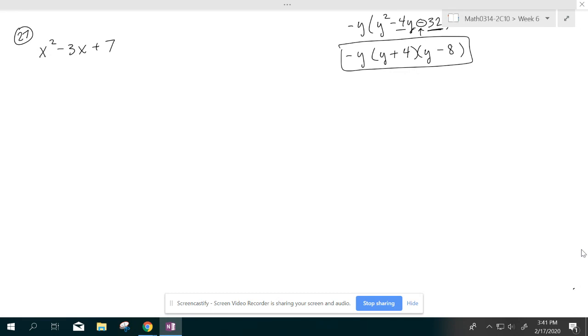Or is that actually factorable? Are there numbers that multiply to make 7 that add to make 3? What are the only numbers that multiply to make 7? And they definitely don't add to make 3, right? So this is not factorable, but the actual word that I need to see from you is prime. If something doesn't factor, it's called prime.